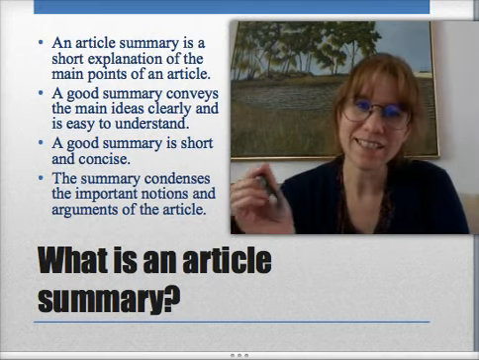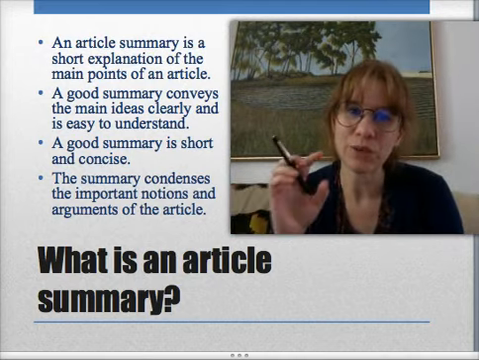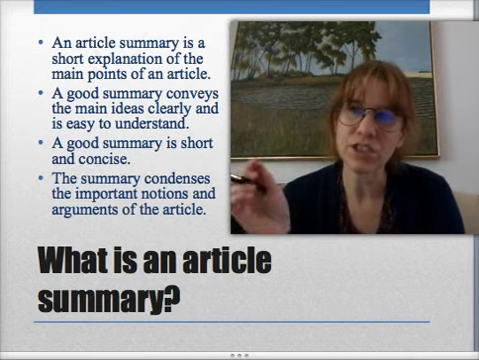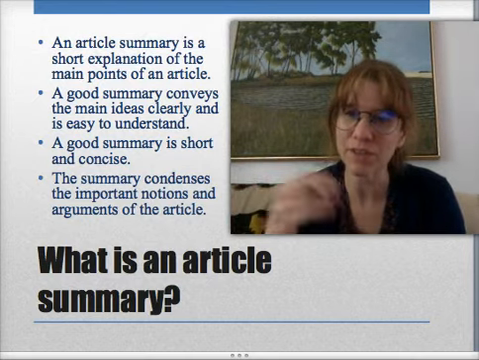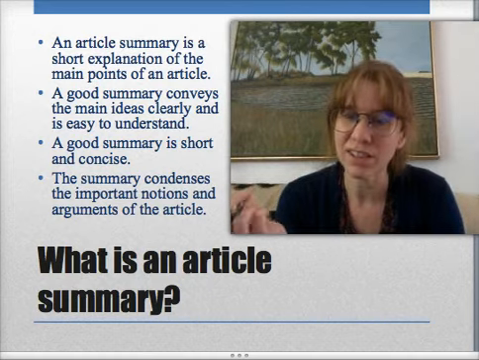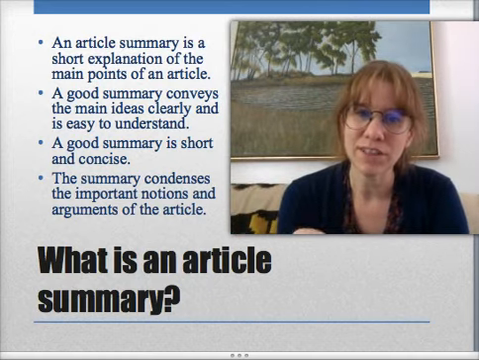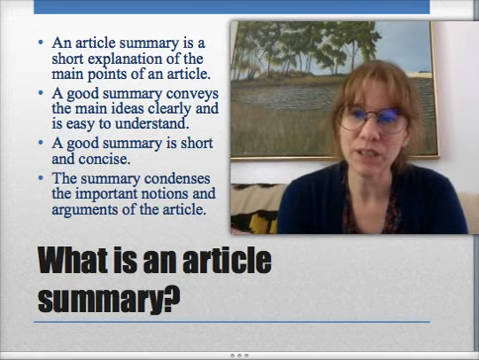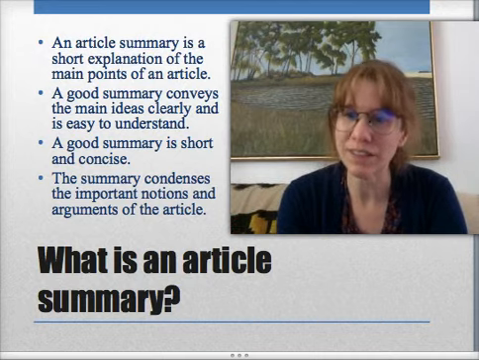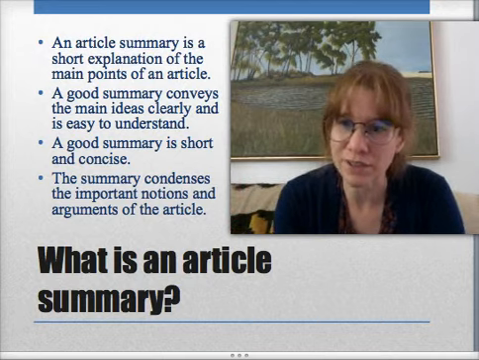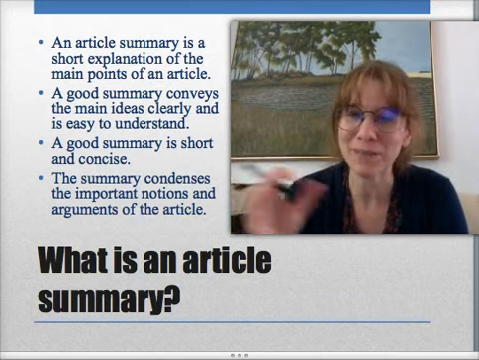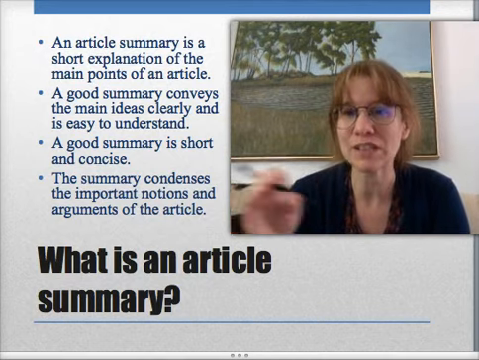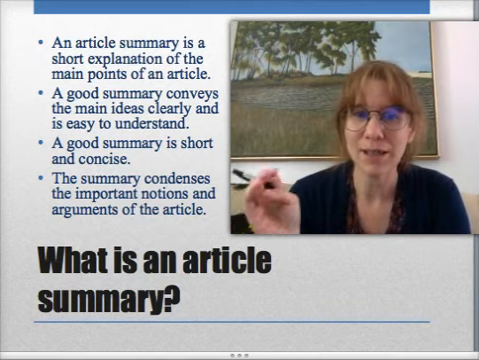The other thing is the language that you use in your summary. It should be clear and easy to understand. It shouldn't be full of the jargon used in the article. So even somebody who's not an expert in neuroscience or whatever field it is that you're looking at should be able to understand what that article was about based on your short summary.